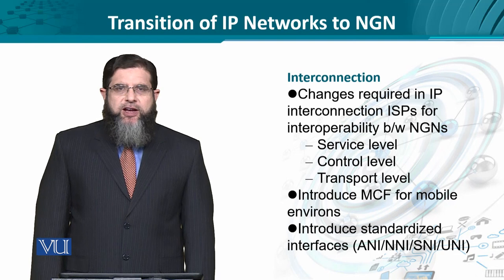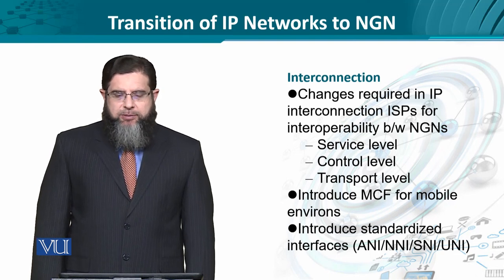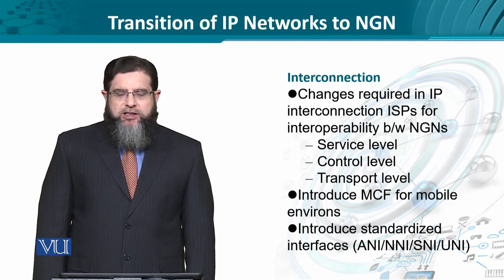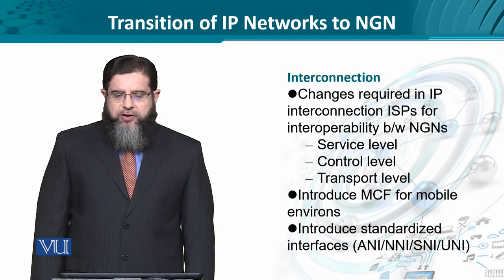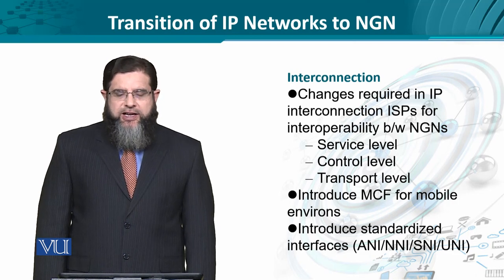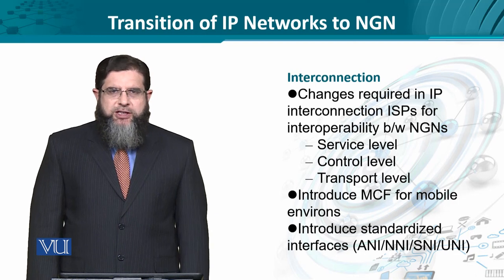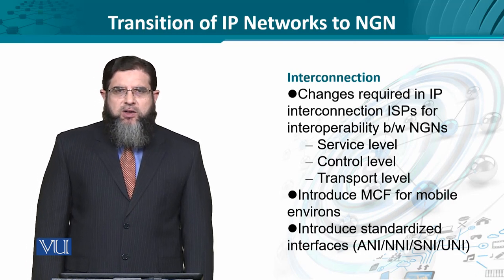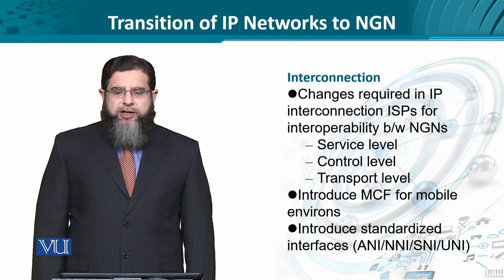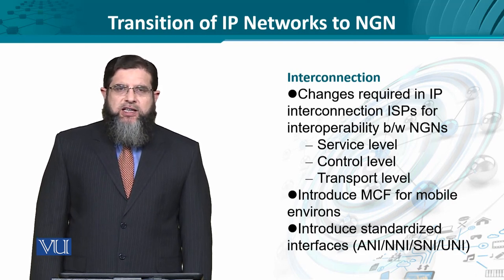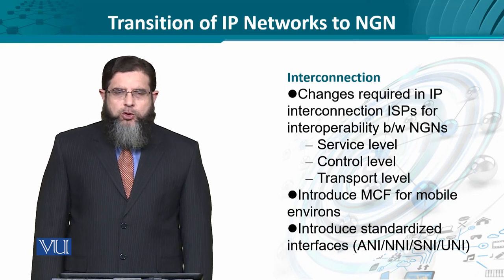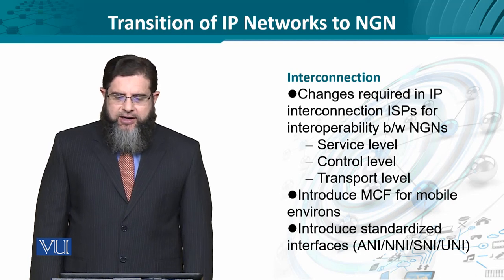Interconnection, being a very important aspect of an IP network, has now to be changed in accordance with the new requirements of NGN. For instance, in IP interconnection, ISPs traditionally work on the basis of BGP, and the IP addressing is pretty straightforward because it does two things. It localizes the entity to whichever IP address is assigned, and then it gives it an identifier.